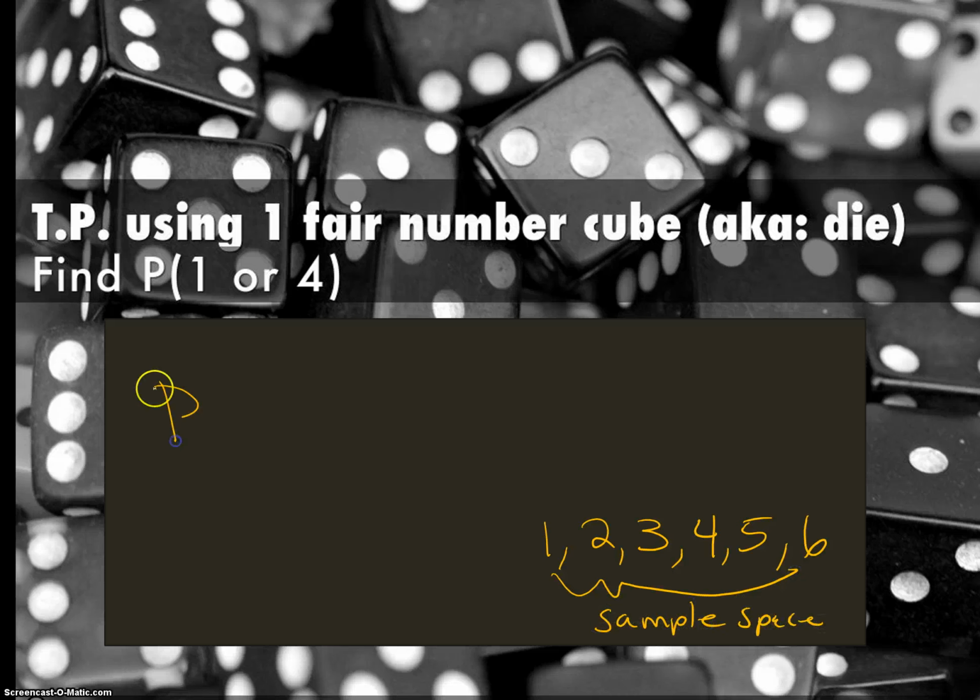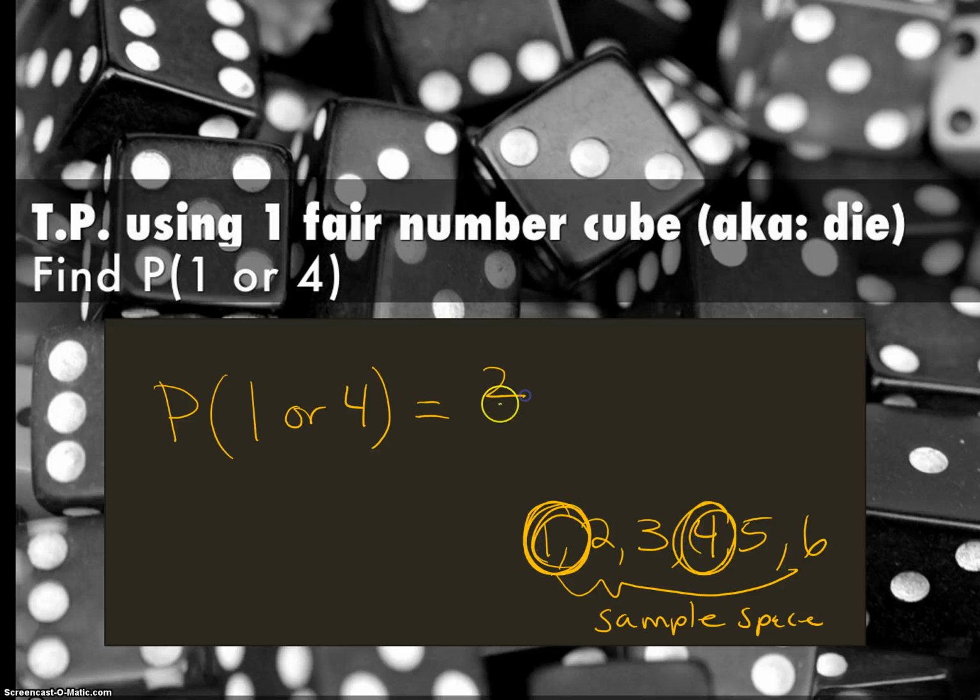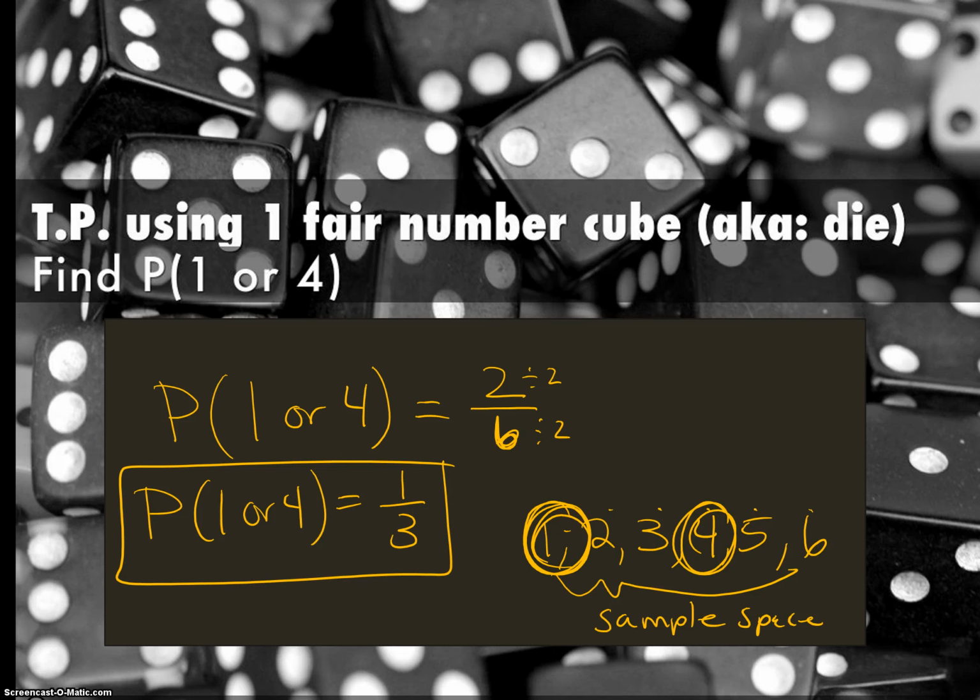So our probability is trying to be a 1 or a 4. So how many 1s or 4s are there in the sample space? I have 2 out of 1, 2, 3, 4, 5, 6. 2 out of 6. This is not done yet. I have to reduce it. So the probability of getting a 1 or a 4 isn't 2/6, but it's the reduced fraction of 1/3. So that's your final answer. Again, it can be fractions, decimals, or percents. In this situation, it is most likely easier to do fractions for you.